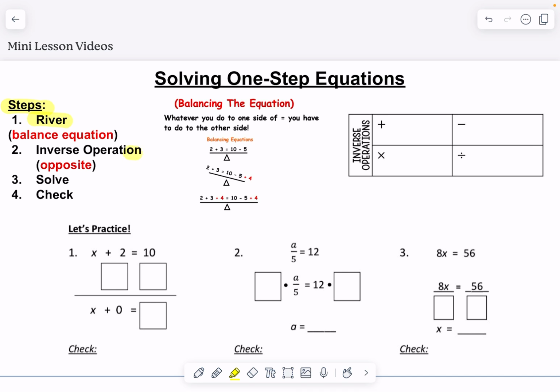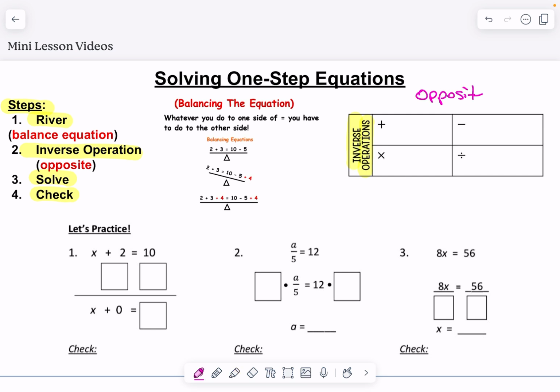Your second step is to do the inverse operation, which is just a fancy way of saying do the opposite. And then we can solve and check. So we already went through the river, whatever we do to one side, we have to do to the other. So let's think about the inverse operations. Inverse operations mean to do the opposite.